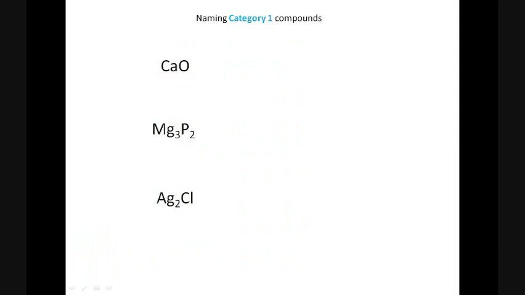Alright, so try these examples. Write the name of each Category 1 compound below based on its chemical formula. Follow the rules and you shouldn't have any problems. Pause the video while you work and then check your answers. Here are the answers. How'd that go? Move on to video number 3 when you're ready.